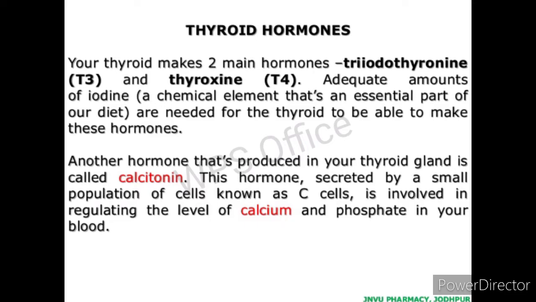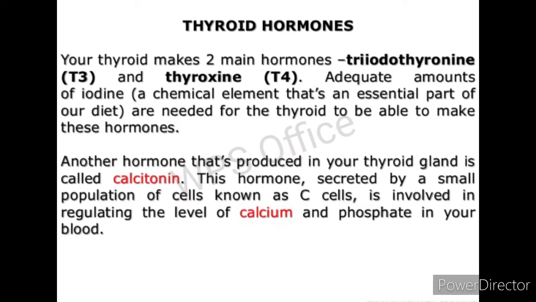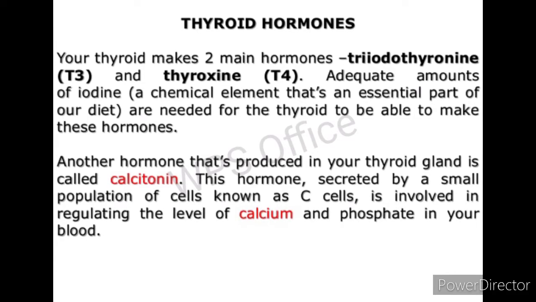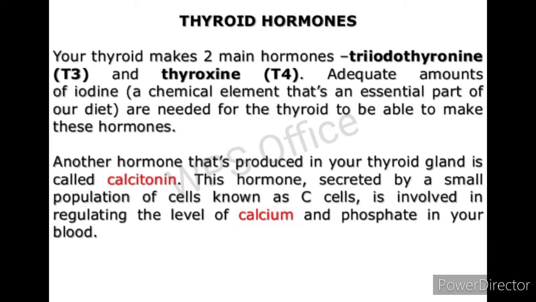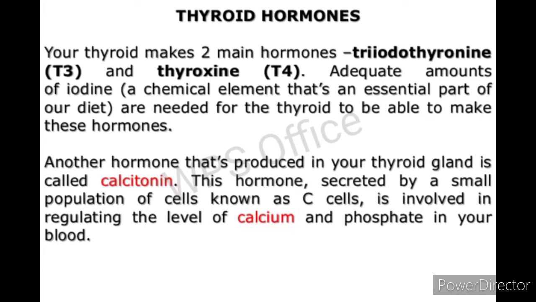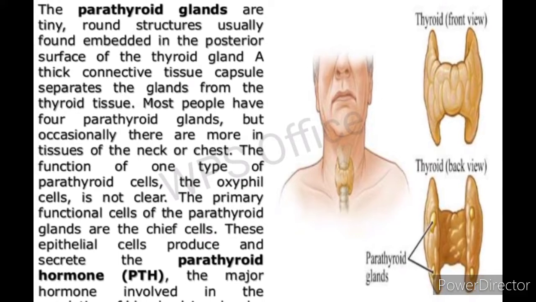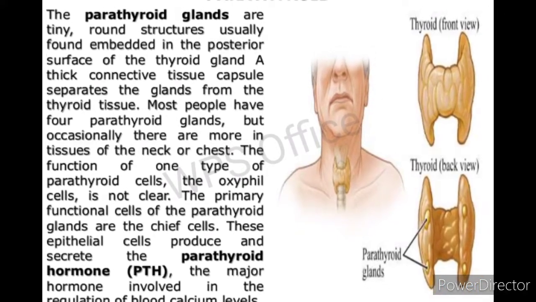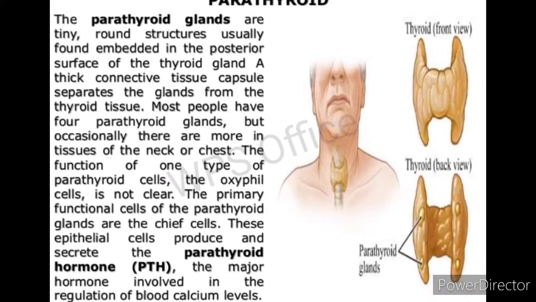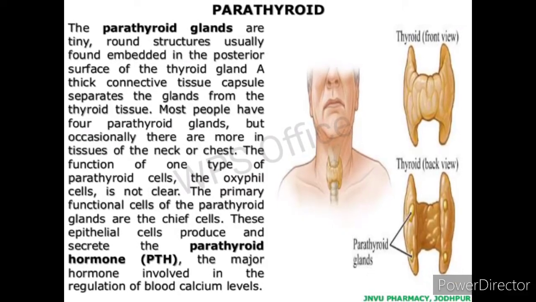The thyroid makes two main hormones, triiodothyronine and thyroxine. Another hormone which is also produced is calcitonin, which is involved in regulating the level of calcium and phosphate in the blood. Then next is the parathyroid gland. Parathyroid glands are responsible for producing the parathyroid hormone, which is involved in the regulation of blood calcium levels.